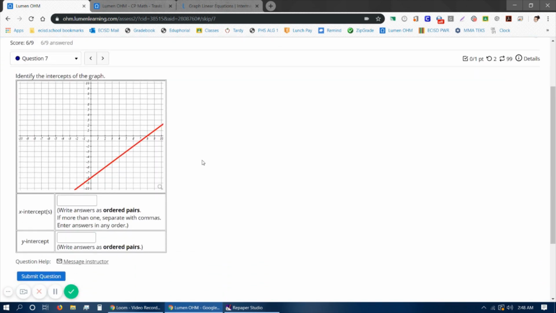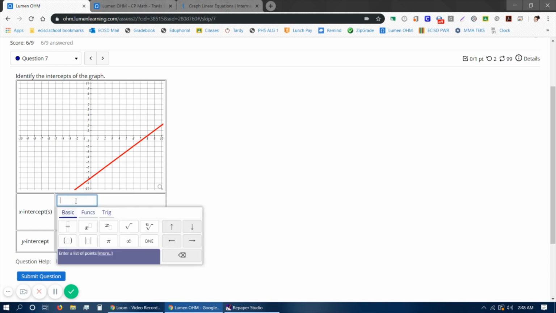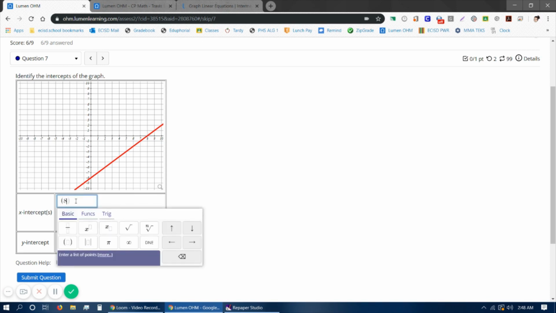Question 7 is just like question 6. It wants me to find the ordered pairs. This time, let's start with the x-intercept. If I look on the x-axis, it's crossing at one point right here. Since it's an x-intercept, the x value is the one with the number. And if I look, it's crossing exactly at 8. So my x-coordinate is 8. And since it's on the x-axis, the y-coordinate is 0.